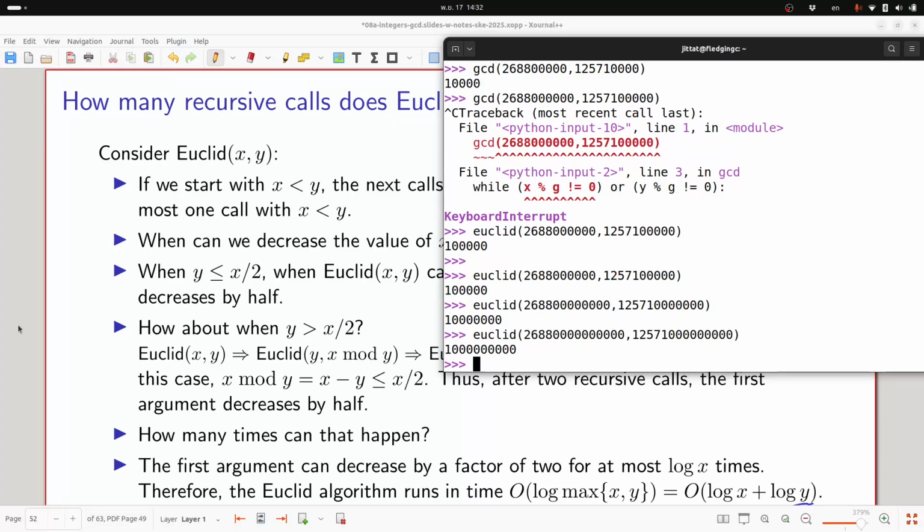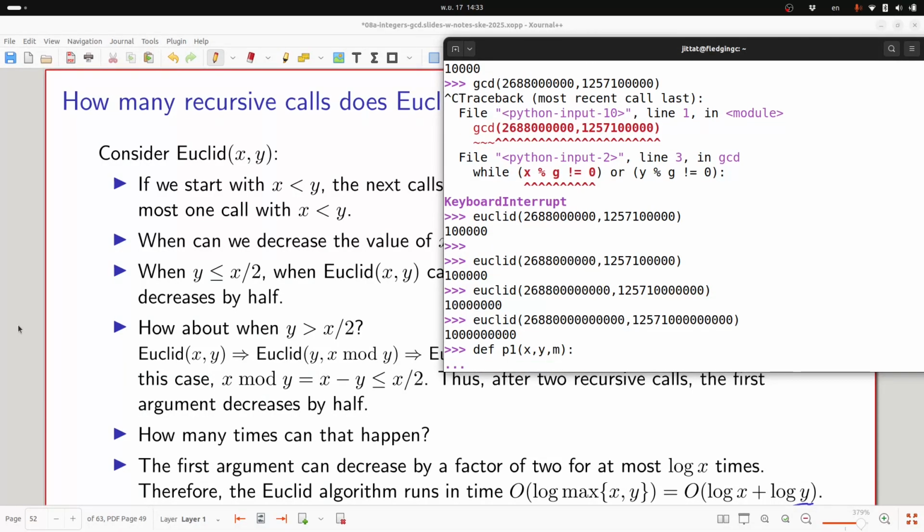So let me show you the simple one. If I want to raise x to the power of y modulo m, I need a modulo because otherwise my numbers will get larger and larger, like a million digits long, and Python cannot handle it. So the simple loop for computing the power is like this.